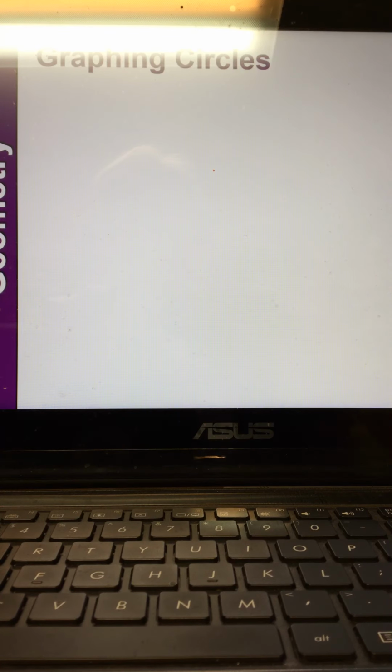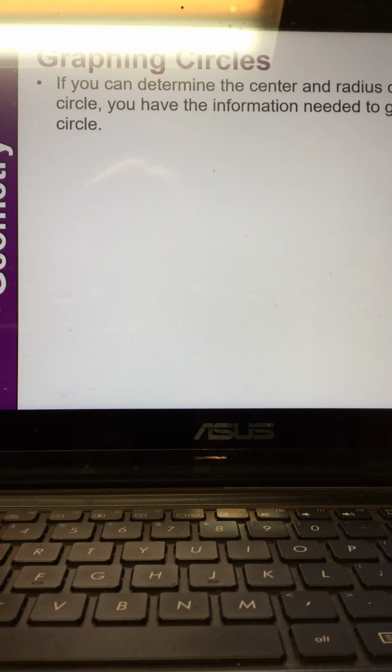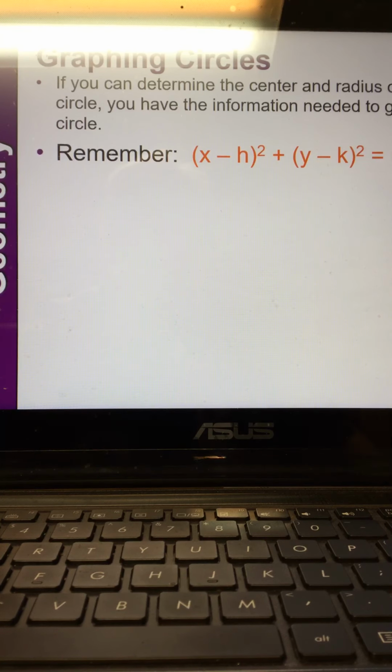All right, if we're going to graph circles, we only have to know 2 pieces of information. We have to know the center and the radius. Circles are all about the center and the radius. So before we try to graph circles, we're just going to do a few little exercises of finding the center and the radius of a circle. Okay, and again, this is the equation. This makes up my center, and the number being squared here is my radius.